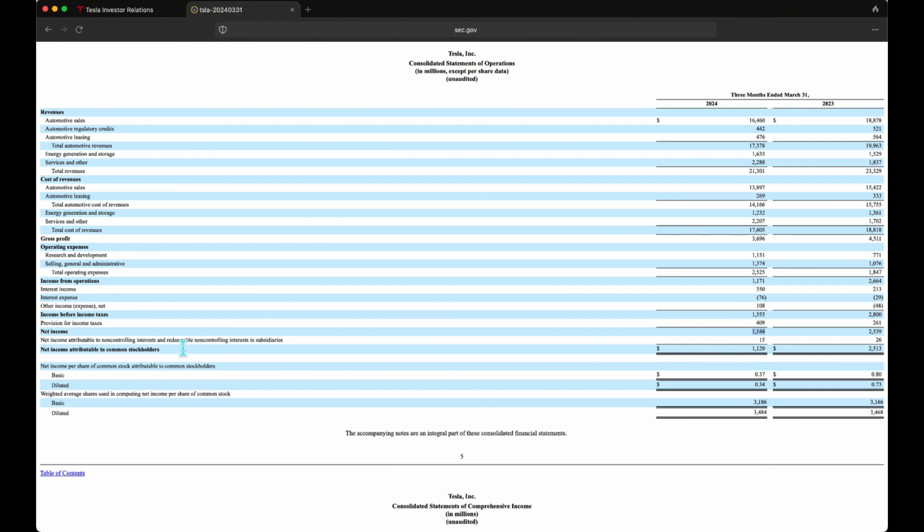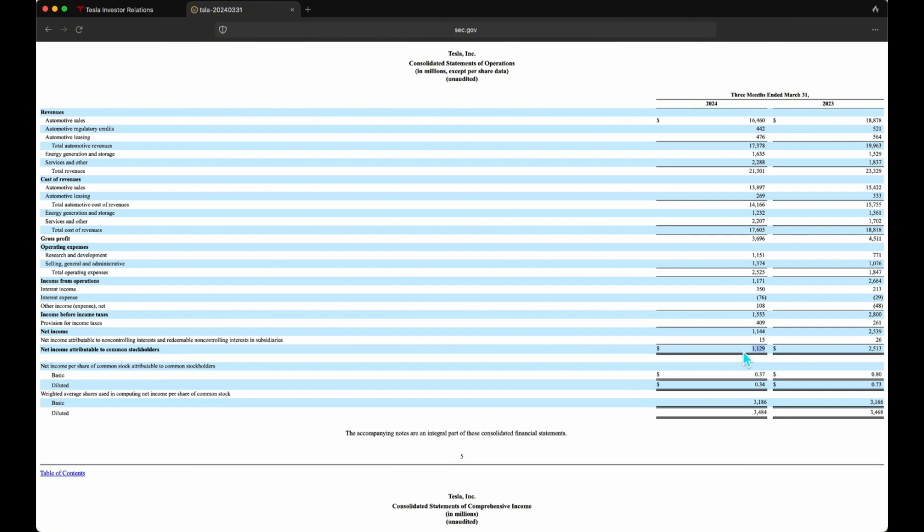The last deduction that is made is the net income attributable to non-controlling interest and redeemable non-controlling interest in subsidiaries. This is removed and is $15 million. Our net income attributable to common stockholders, which is our value of interest, is $1,129 million.